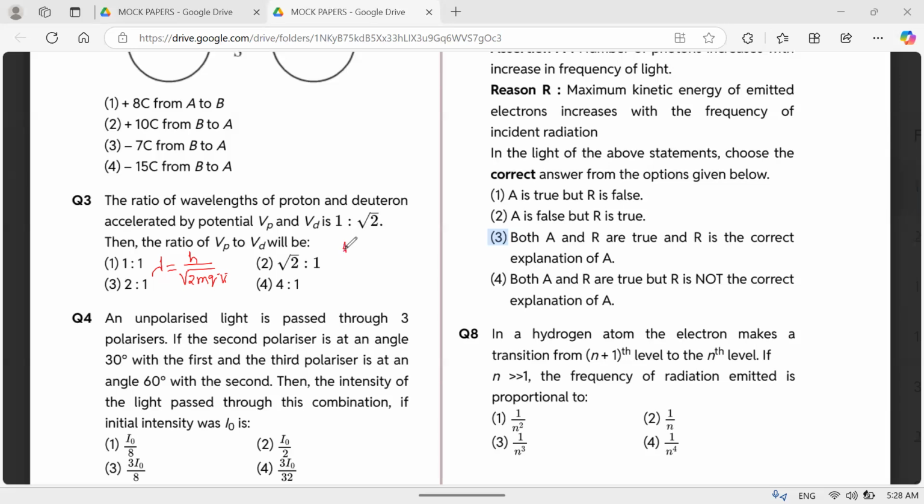Clear? So lambda 1 divided by lambda 2, that is the wavelength of the proton divided by the wavelength of the deuteron, is equal to under root of the potential of the deuteron divided by the potential of the proton. So this will be equal to under root of root 2 divided by 1. But mass is also there, no? It is into root of mass of the deuteron by mass of the proton. Mass of the deuteron is 2 times m divided by m. Clear?